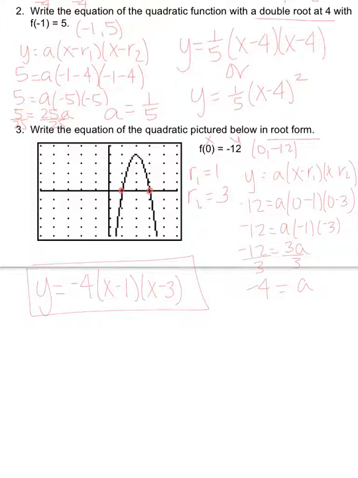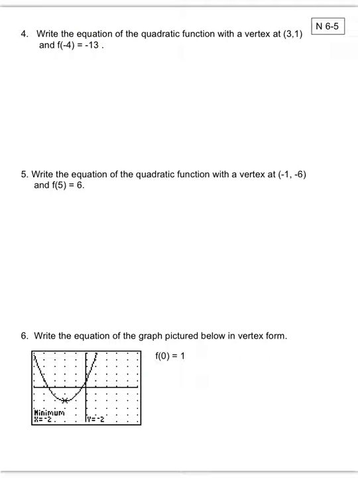Okay, so that was, let's look at number 4. Notice this time we're given the vertex. Remember, the vertex is (h, k) when you're talking about your vertex form. Notice we're also given a point, (-4, -13). So I'm going to plug into vertex form.